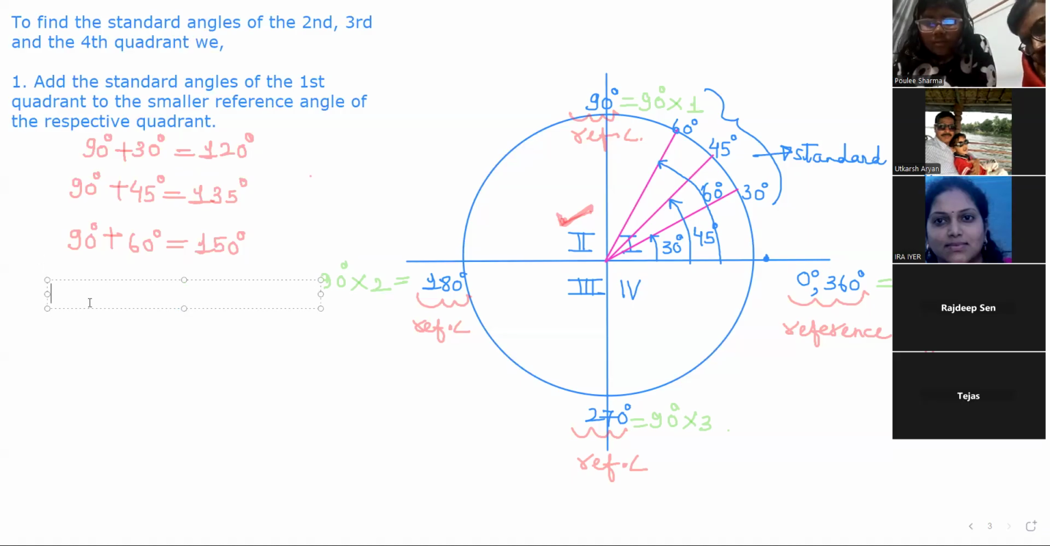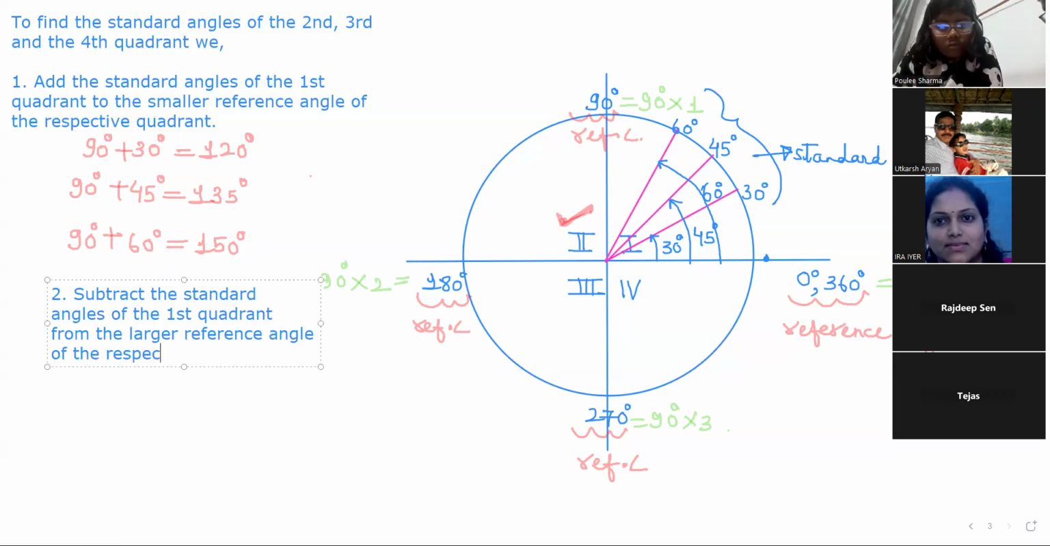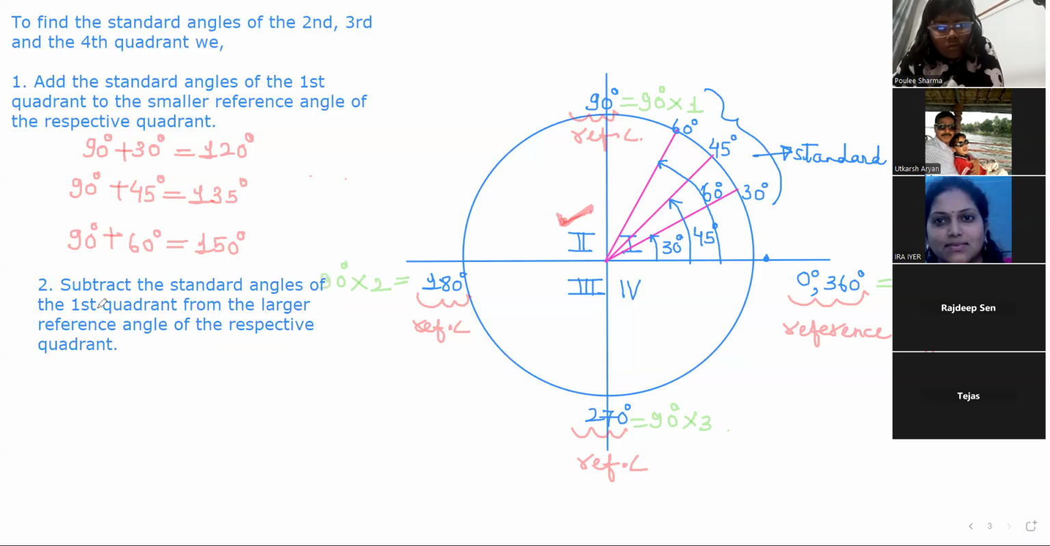Now there is a second method also. You can use this also. Subtract the standard angles of the first quadrant from the larger reference angle of the respective quadrant. Okay? So let us now find the standard angles of the second quadrant only.